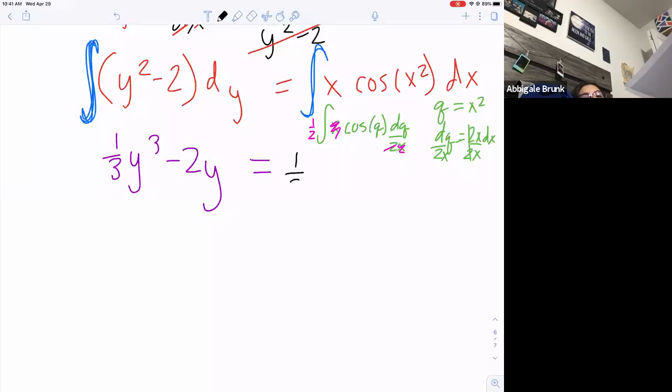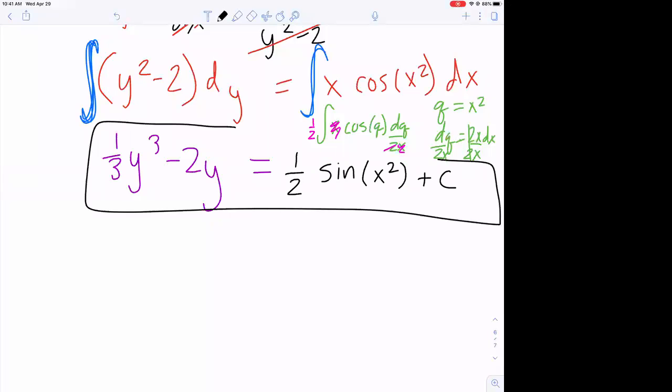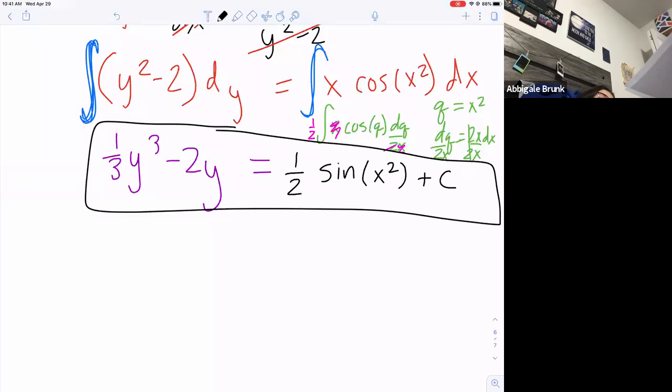1/2 sine q. Perfect. And is it okay with you guys if I just put the q back in right now? And actually, they don't give us a point to plug in, right? Nope. So this is actually done. Woo. That was gross.